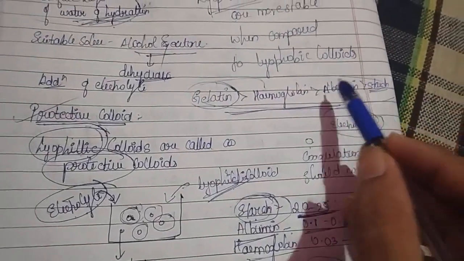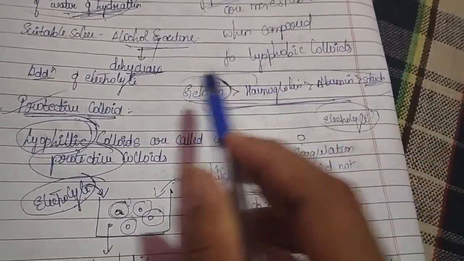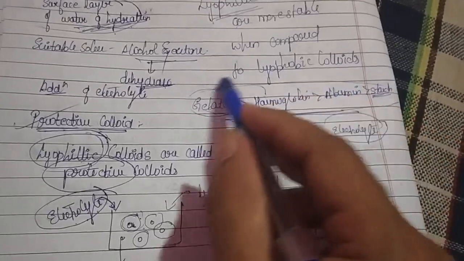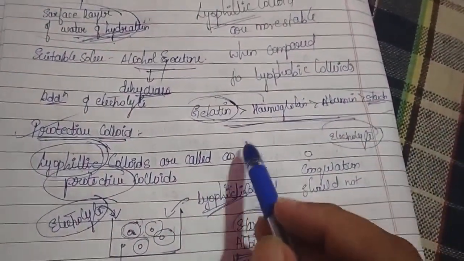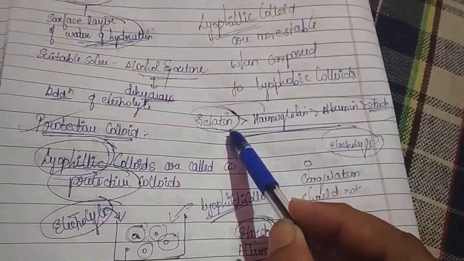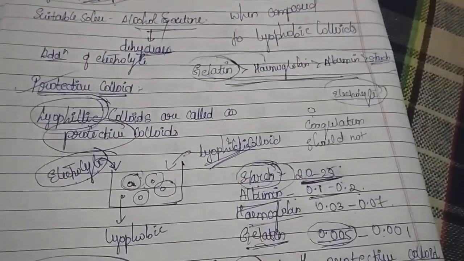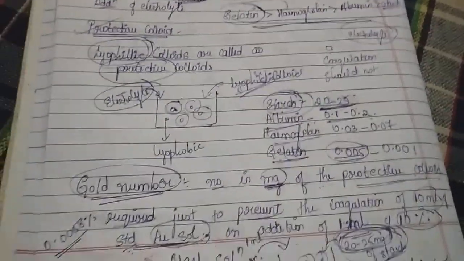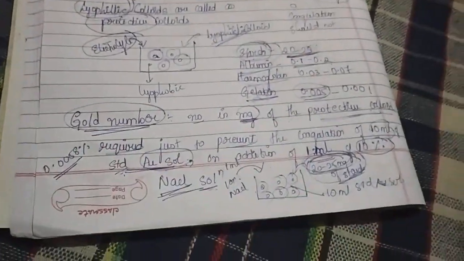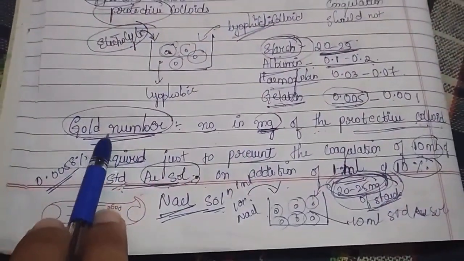Starch will be the highest, then albumin, then hemoglobin, then gelatin. But whatever I have written over here, it is with respect to their protective power. Why is it so? Because your gold number is inversely proportional to your protective power. Very much important concept. According to this gold number, of course, one question is going to arise in your competitive exam. So you have to understand it in a better way.